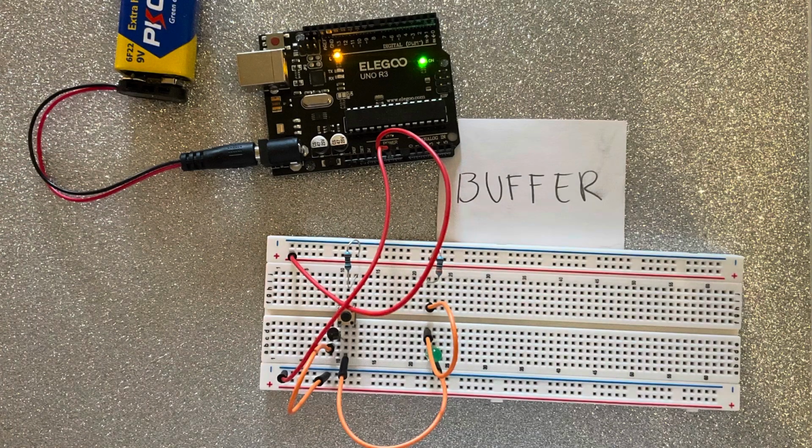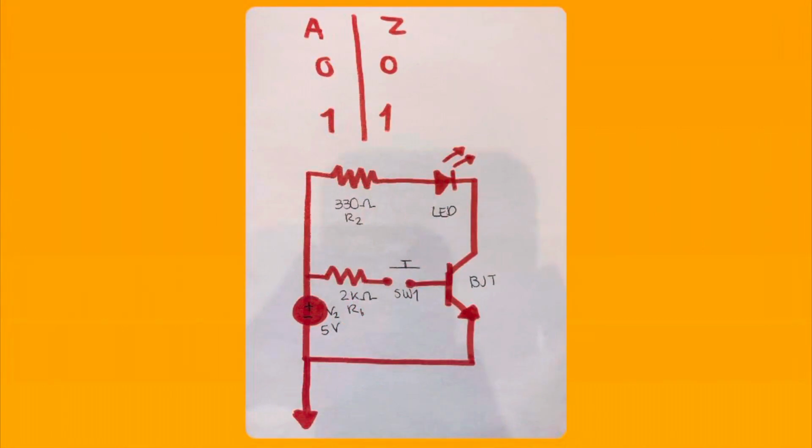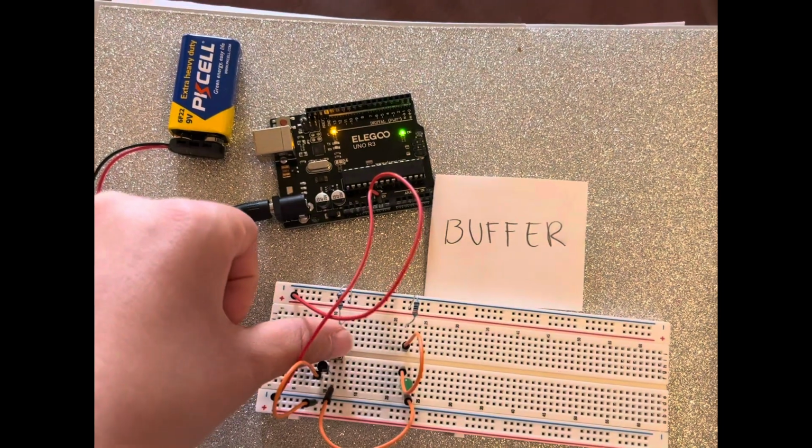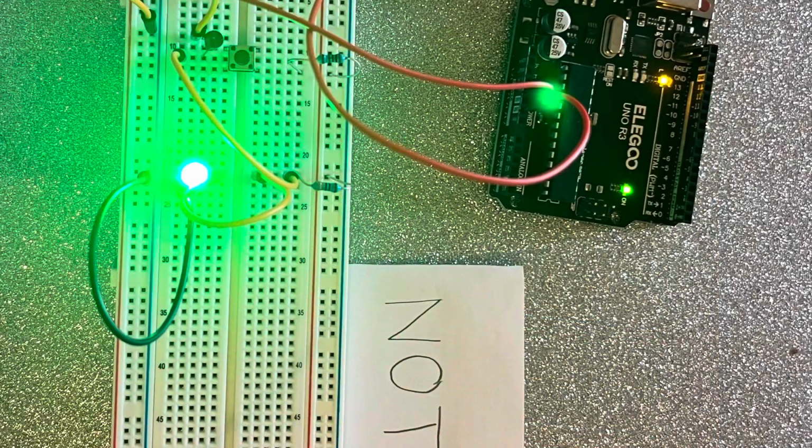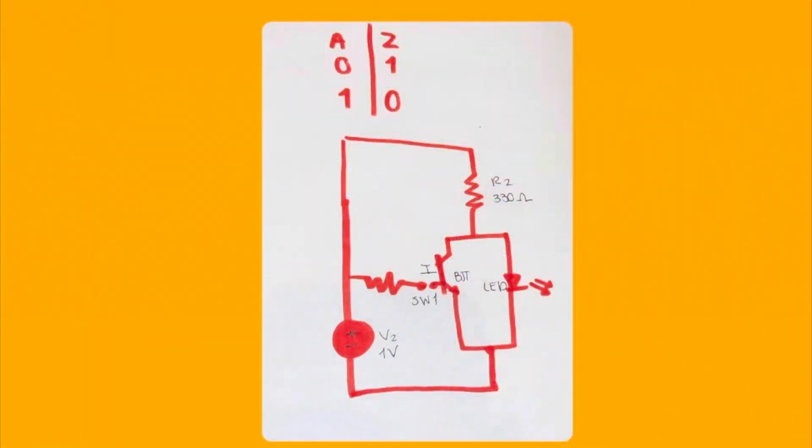So starting off with the buffer part of this project, when our logic gate says that our input is 0, our output would be 0. And when our input is 1, our output would be 1, meaning that if our gate is closed, all of the current will flow and the LED will turn on. If it is open, the current will not flow and then it'll obviously be turned off, as you can see in this video.